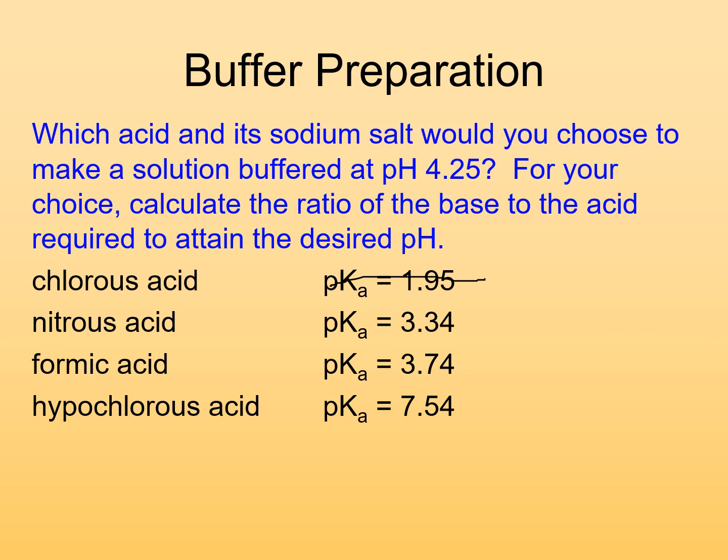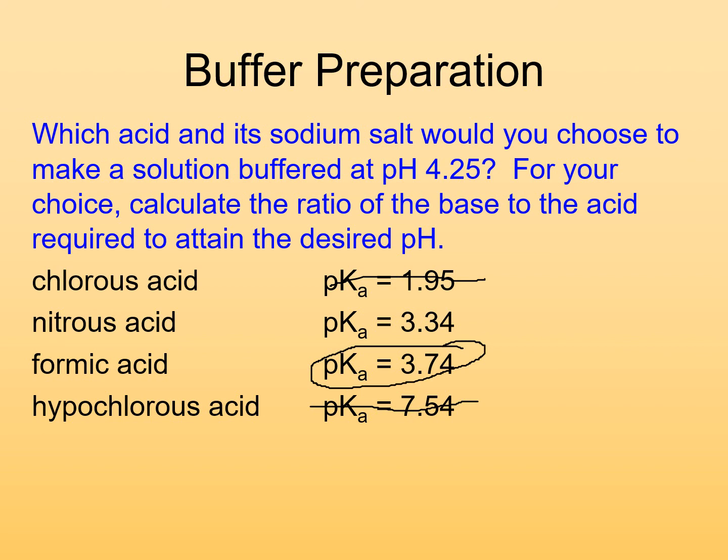Nitrous acid, 3.34. It is within 1, so that is a possibility. Formic acid, the pKa is 3.74, so yet again within that value of 1, so that's also a possibility. Hypochlorous acid has a pKa value of 7.54. That's more than 1 away from our desired pH. So then we're narrowed down to 2 options. Both could be used, but the more appropriate one is going to be the one with the pKa closest to the pH. So we would select the formic acid.